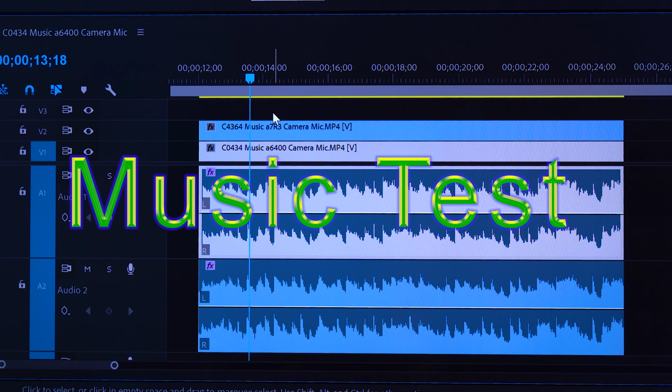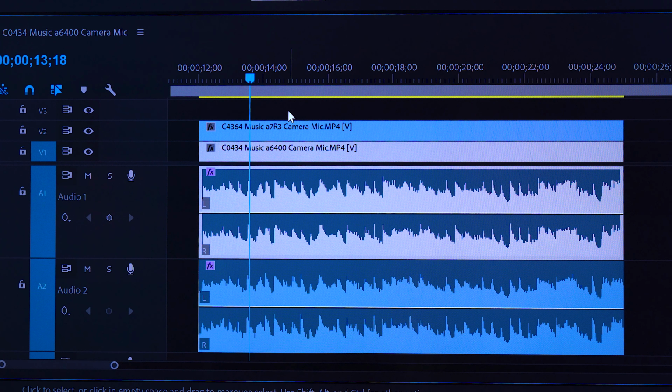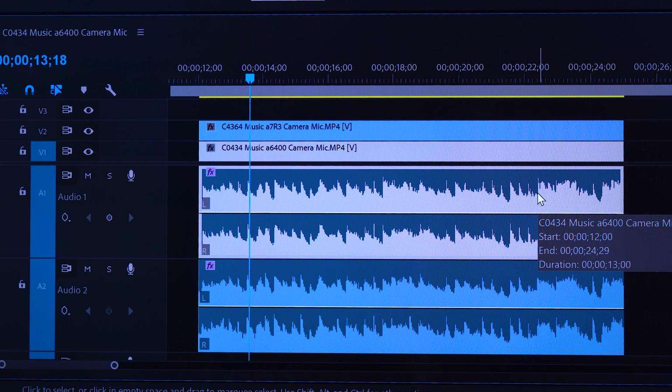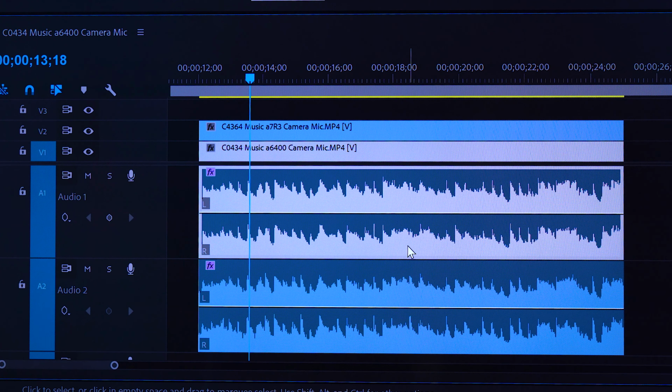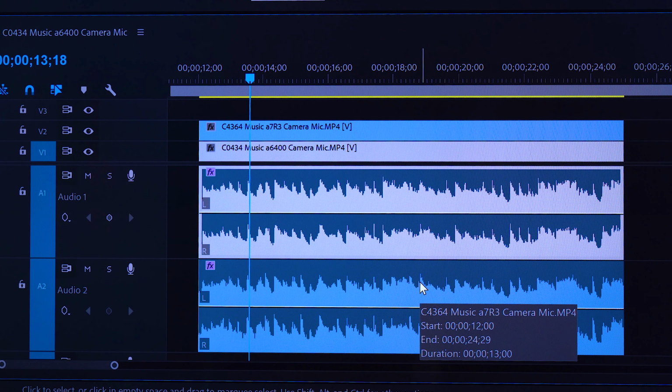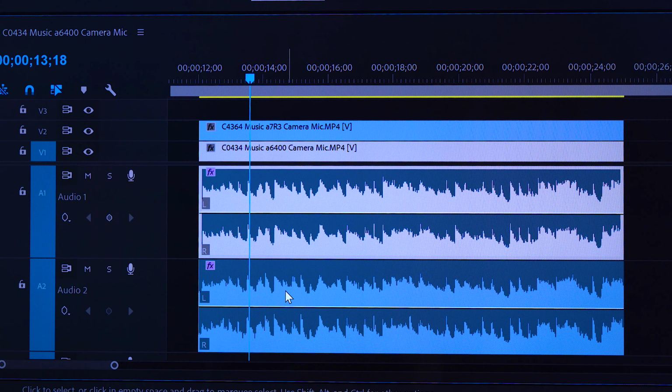I've recorded this piece of music on both cameras simultaneously from the same spot with the same audio record level on cameras, which was set to 26. And I don't see a huge difference here in the waveforms. This is a6400 waves and this is a7R3 waves. And yes, there is a little difference, but not significant.